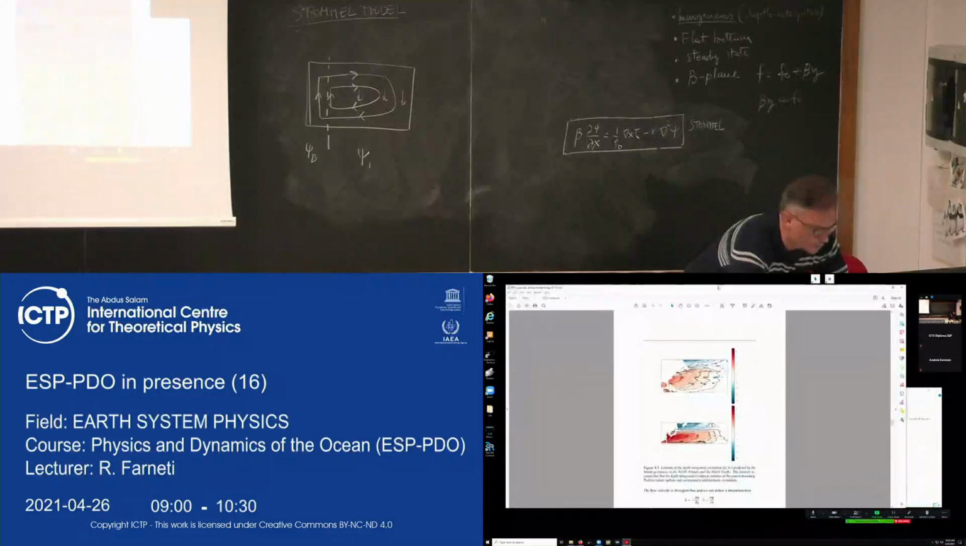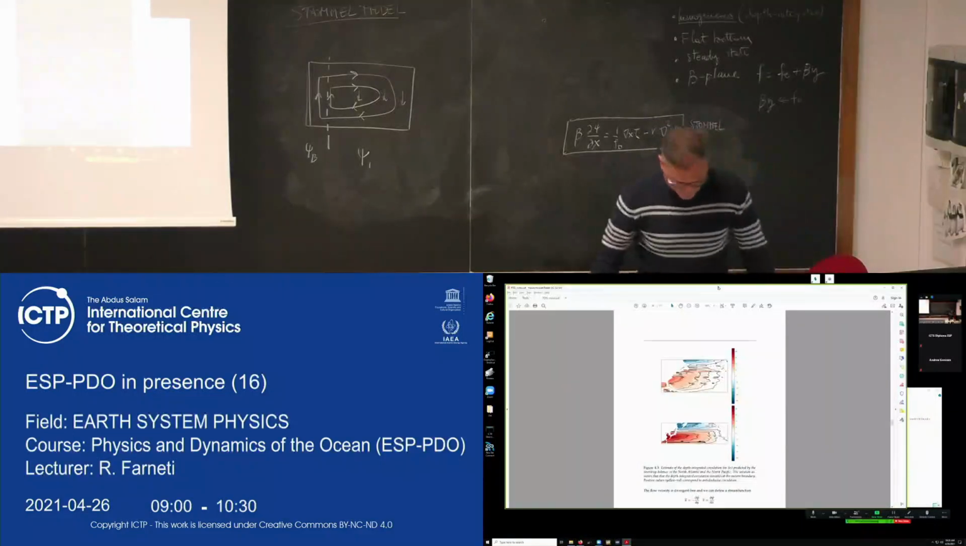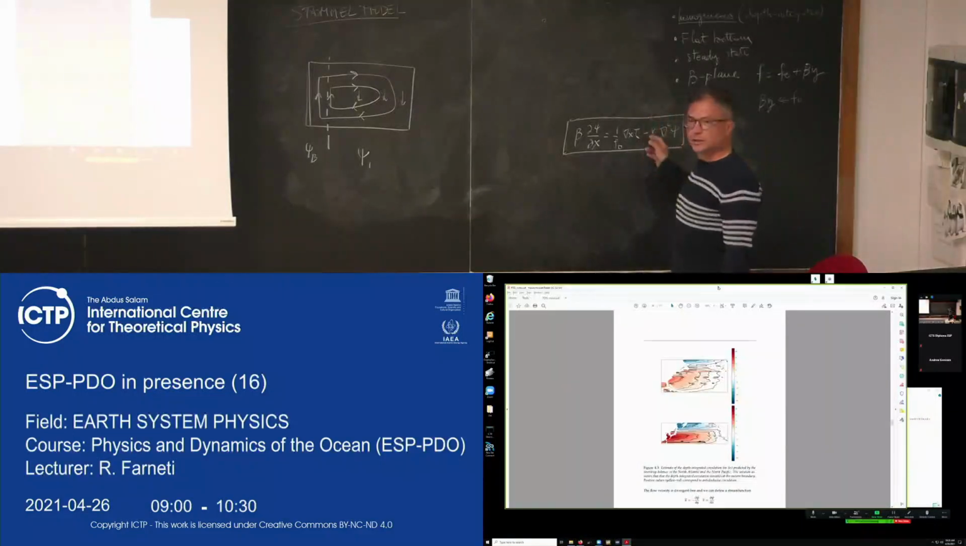Okay, so I'll see you on Wednesday, and we'll go on with the Stommel and the Munk model and find the solution for the interior and the boundary current.